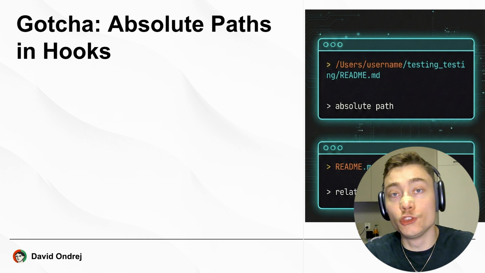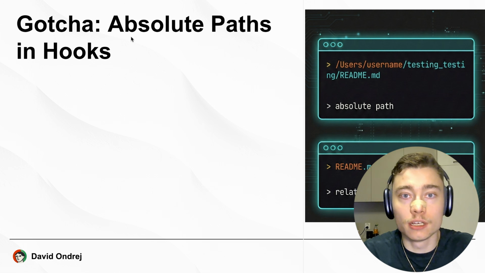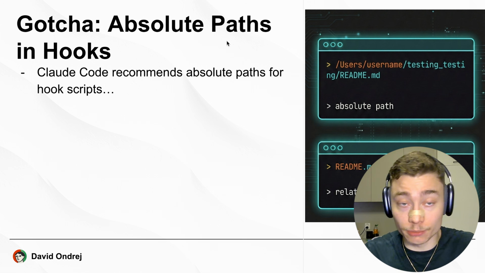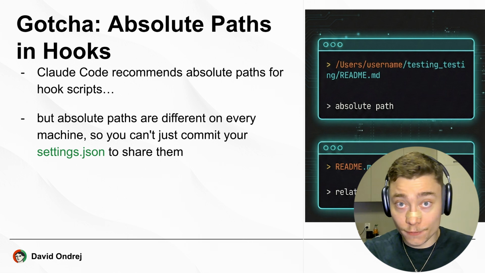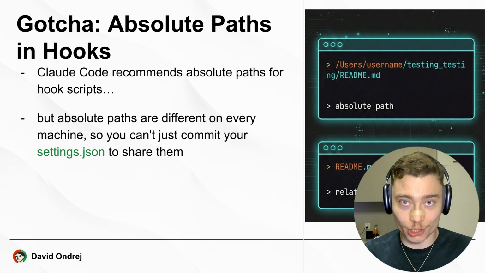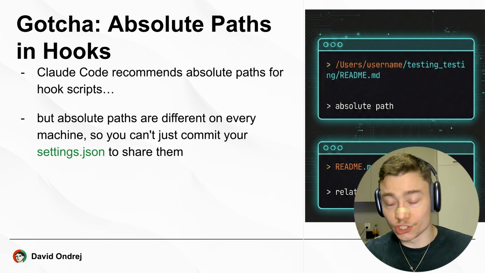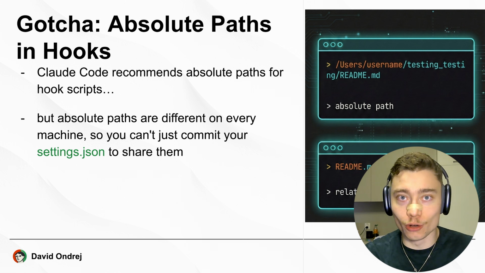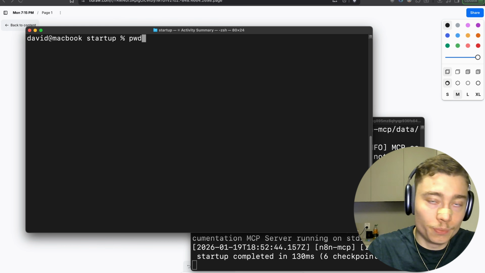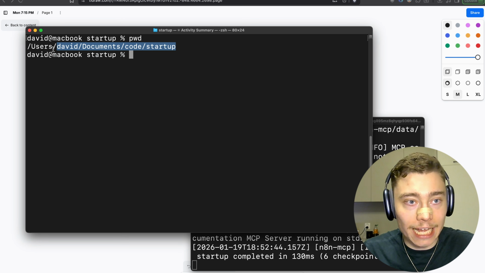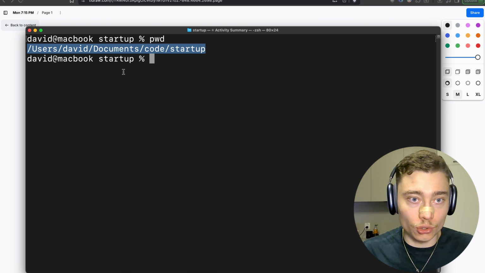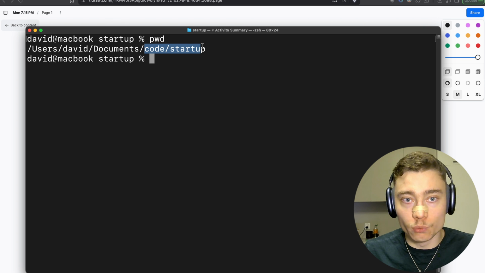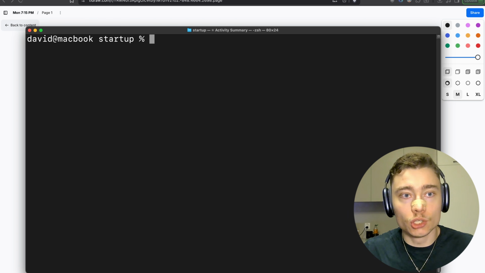Now, here's something that a lot of people don't understand about hooks in Claude Code, and that is absolute paths. And actually, Anthropic themselves recommend using absolute paths for the hook scripts. But of course, absolute paths are different on every machine, so you can't just commit your settings.json to share them, right? The absolute path to a certain file or to a certain directory depends on the file structure of your computer. So for example, here for my startup folder, if I do pwd, which is a terminal command, I can see the absolute path of where this folder is located on my computer. And this is what you want to use in your Claude Code hooks, the absolute path, not just a path within the parent or some path in relation to another file. You want to use the absolute path of where this directory is located on your machine.